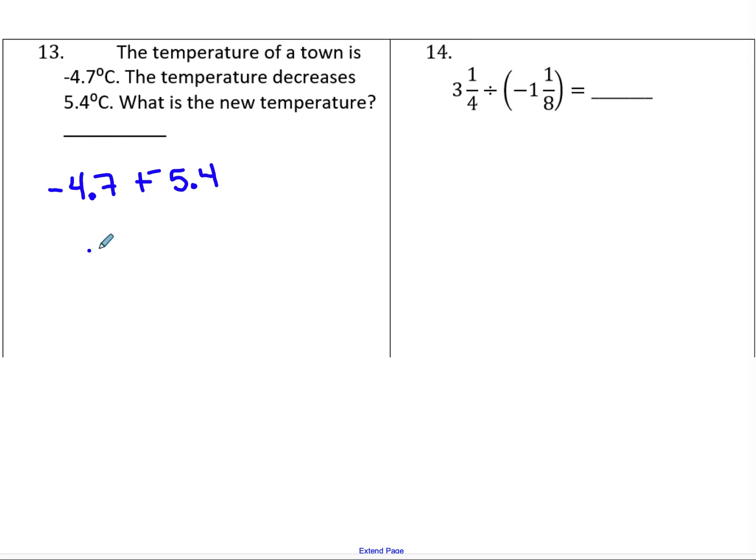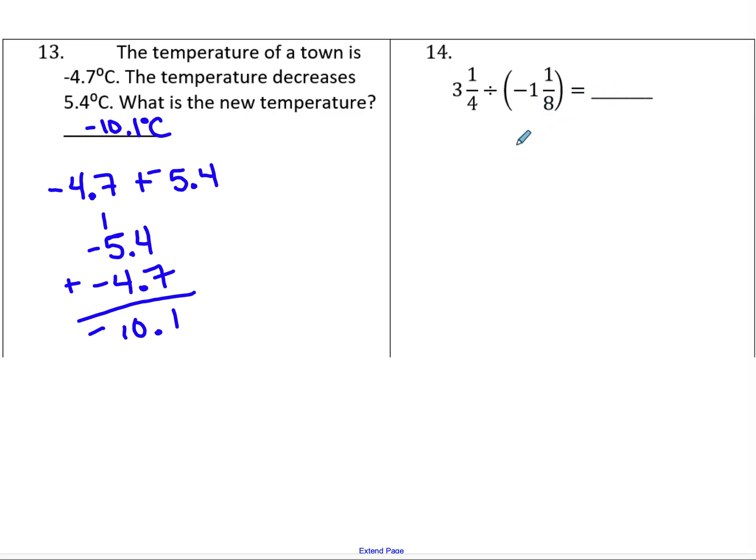All right, I'm going to rewrite this with my greater absolute value on the top. My decimals lined up. 4 plus 7 is 11. 1 plus 5 is 6, plus 4 is 10. Both are negative. Answer is negative. Negative 10 and 1/10 degrees Celsius.